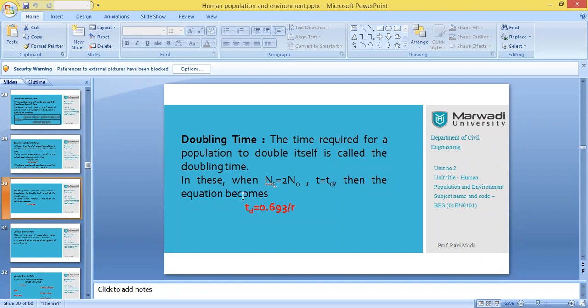Then the earlier equation itself becomes td is equal to 0.693 divided by r. This equation is also important for short questions, for long questions of 3 or 4 marks, and for MCQ questions, so please note this also. So td, the doubling time, is equal to 0.693 divided by r. If I just know the value of r, I can find the doubling time of the population.